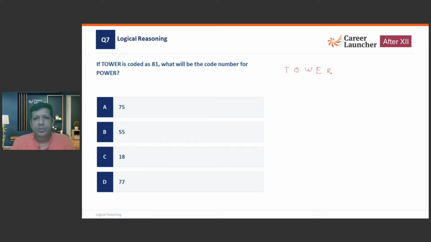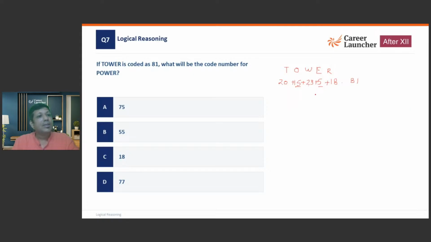TOWER. T stands for 20. O stands for what? 15. W stands for what? 23. E stands for what? 5. R stands for 18. So we have all these numbers. If I am going to add up all the numbers, what am I going to get? 20, 20, 40, 40 and 41 comes out to be 81, and that's what it is talking about, summation of all the numbers.